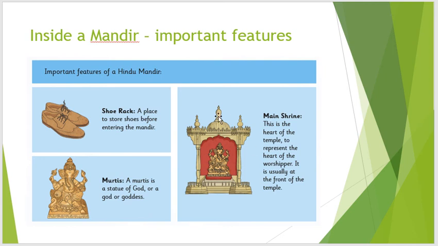And then I also noticed that the main feature of the mandir is the shrine. And the shrine is the heart of the temple. And it's there to represent the heart of the worshipper. And this is usually the biggest shrine, and it's at the front of the temple. And the building's normally designed so that your eyes are drawn to this main shrine in the centre. Did you spot anything different then, Year 5 and 6?